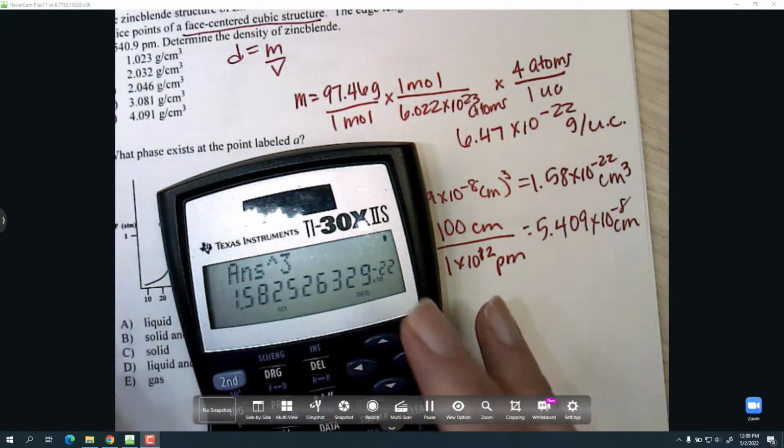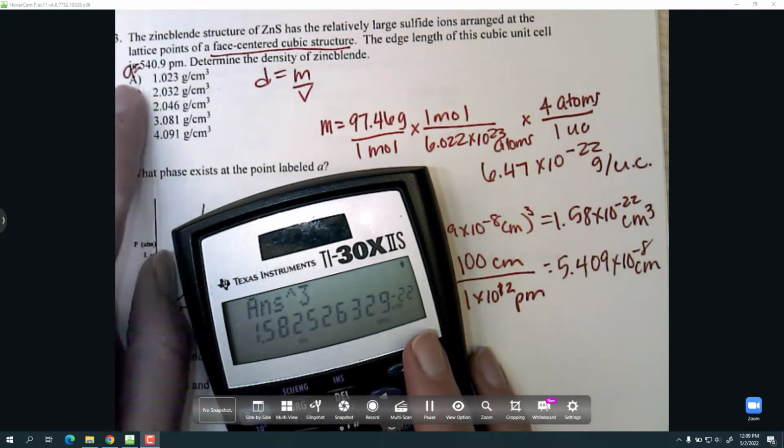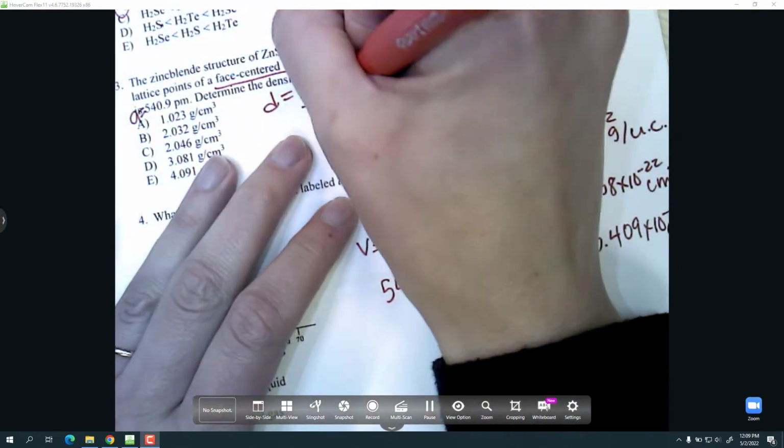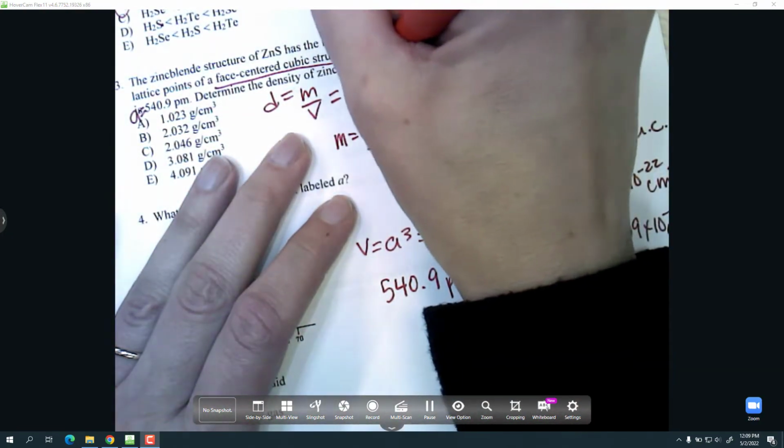Probably should have kept more sig figs since I had 4 sig figs. All my answers have 4 and I rounded to 3, but oh well, we'll go with it. Hopefully I'll be close enough that I can pick the right answer.